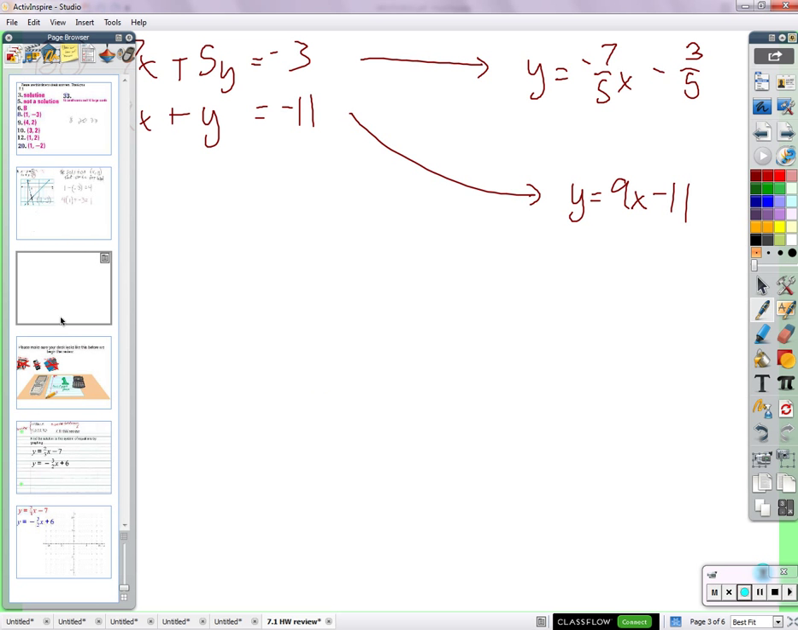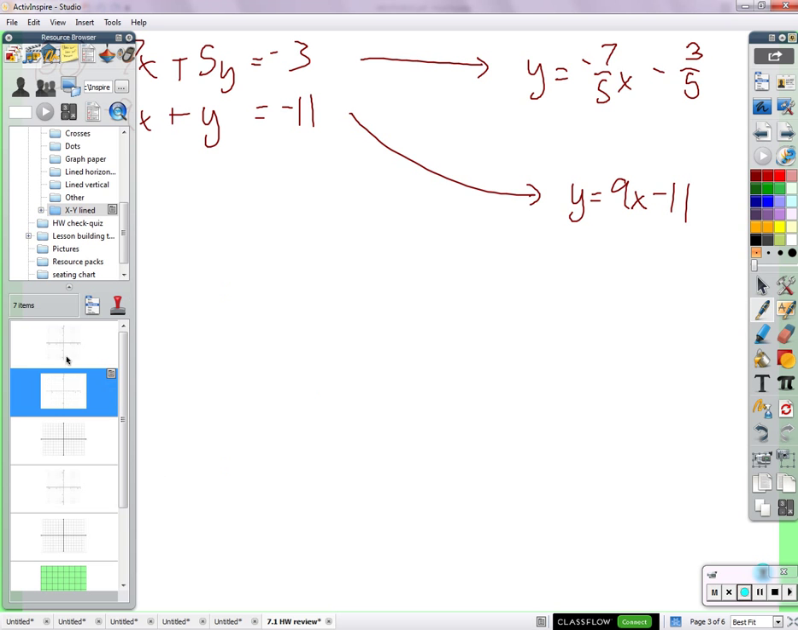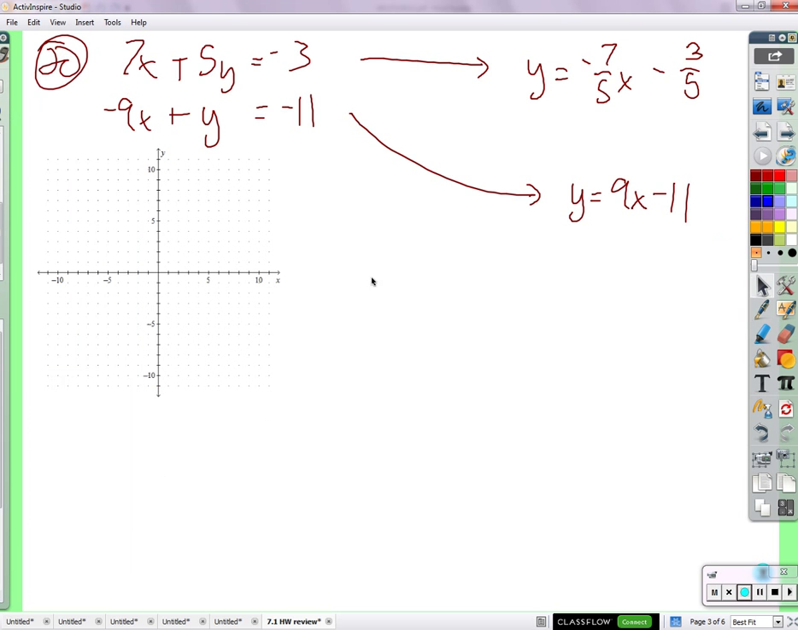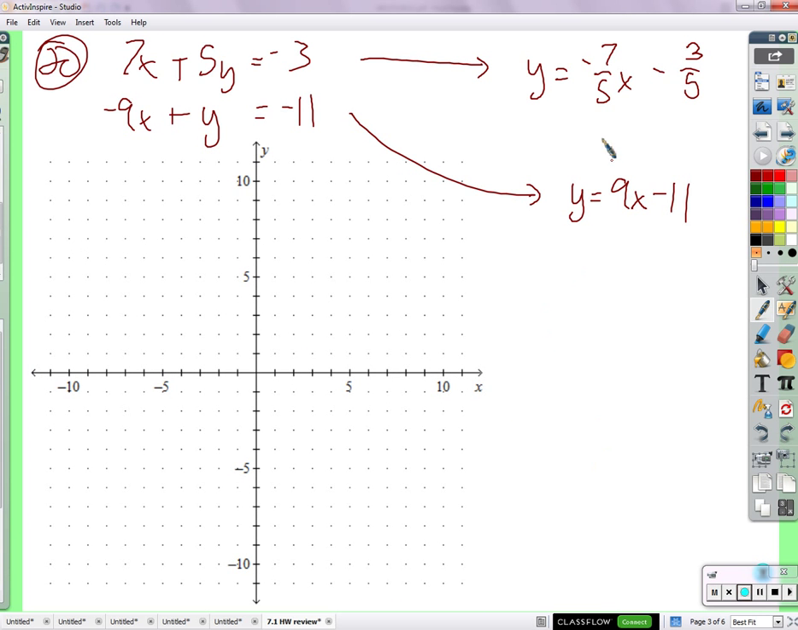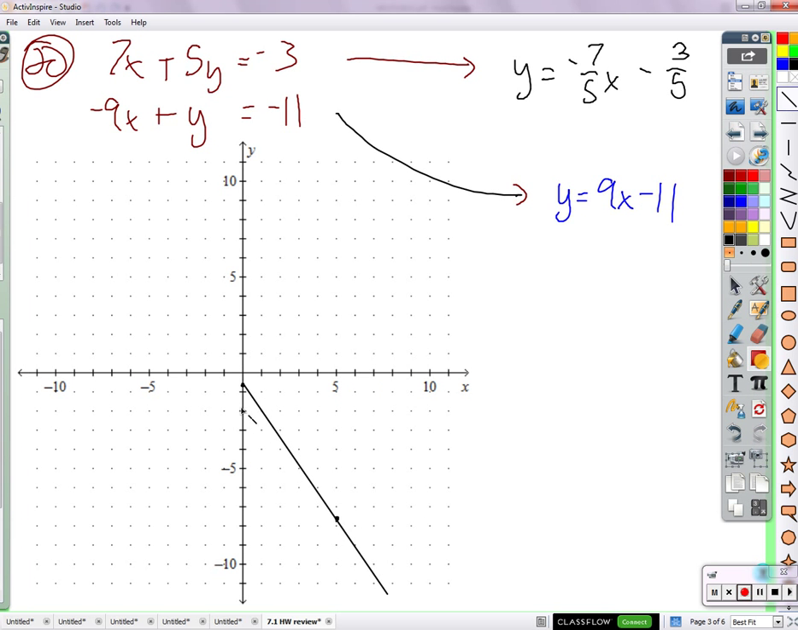I'm going to get a decent set of axes here. Alright, so let me graph this one. First the black one, it's got a y-intercept of negative 3 fifths. So there is about 3 fifths. Slope of negative 7 fifths, so over 5 and down 7. 1, 2, 3, 4, 5, 6, 7. Here we go, a line between the two. Doing our best to draw straight lines through exactly the right points.